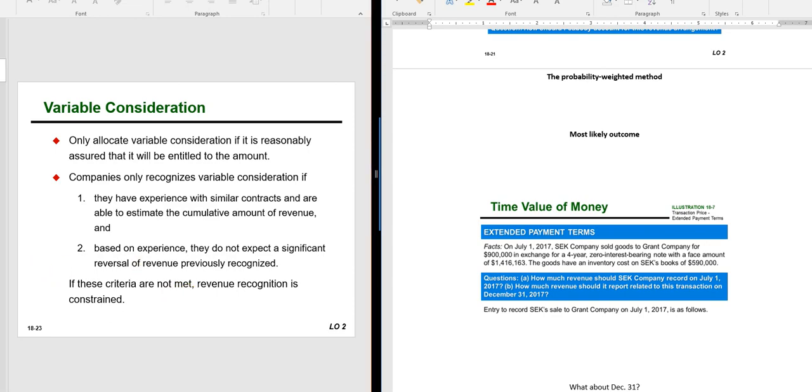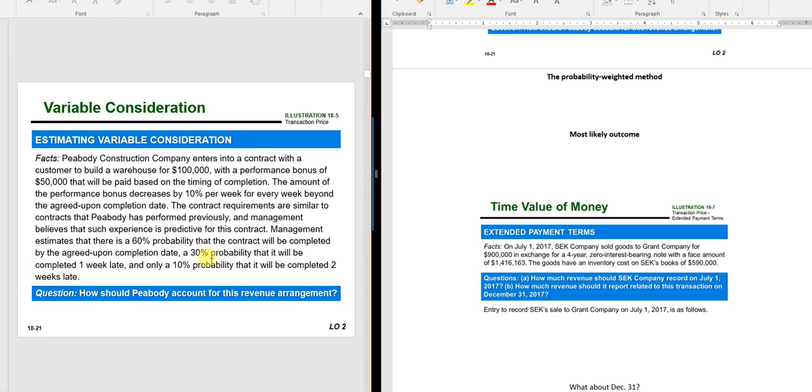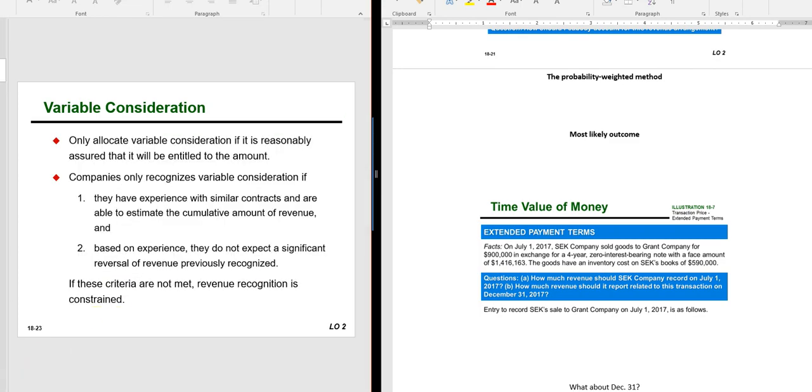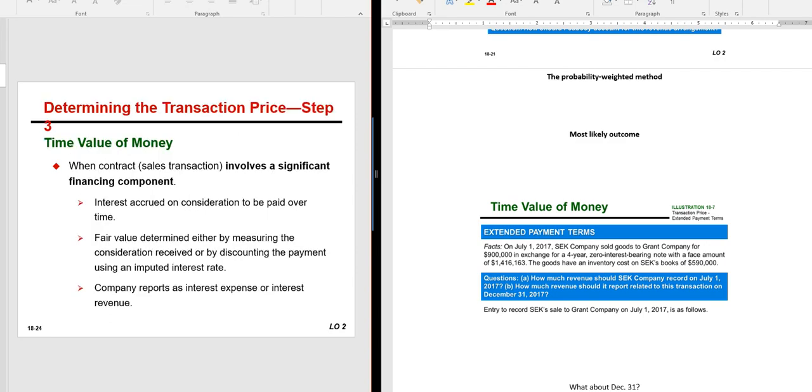So if we go back to this, I don't know if you've ever had a contractor build anything for you, but if a contractor has never been early on a job, then they cannot recognize anything but $100,000. But if they have some experience where they generally do this type of thing, then you would do it one of these two ways: the most likely or the probability. Now, you have to know how to do these, but quite frankly, as far as revenue recognition, you have to be told which one is going to be used. In your business, the hard part is trying to figure it out.